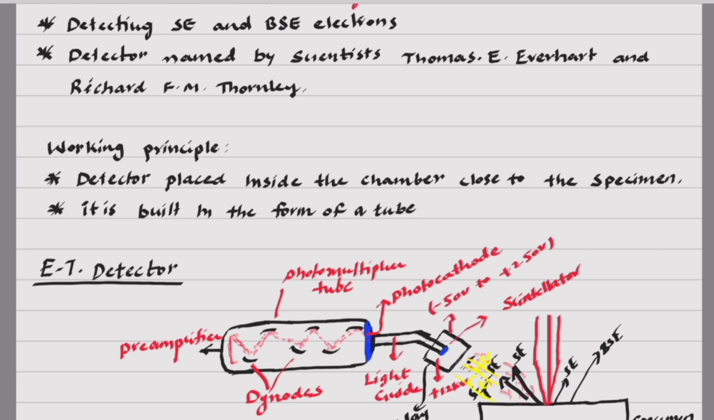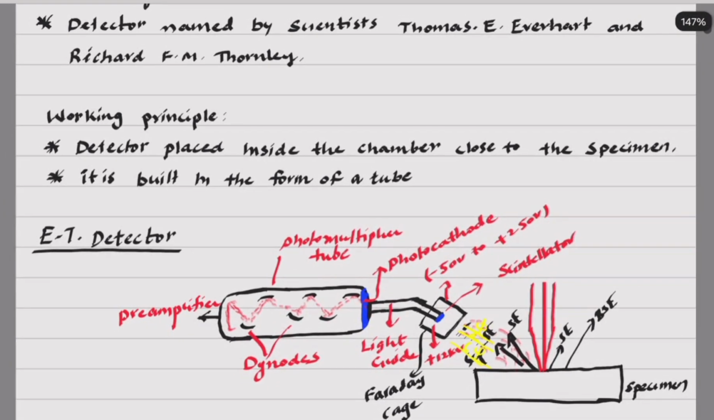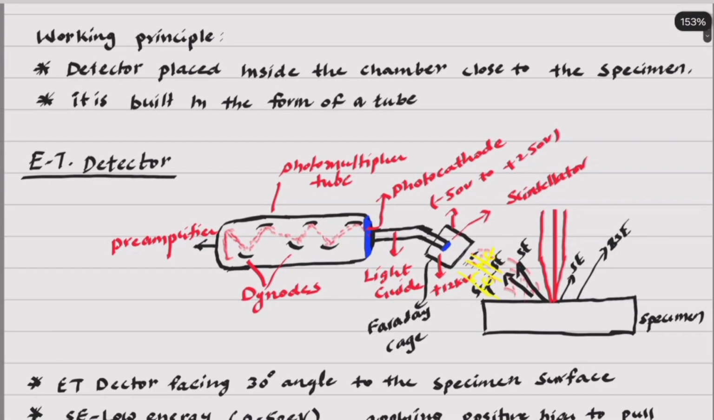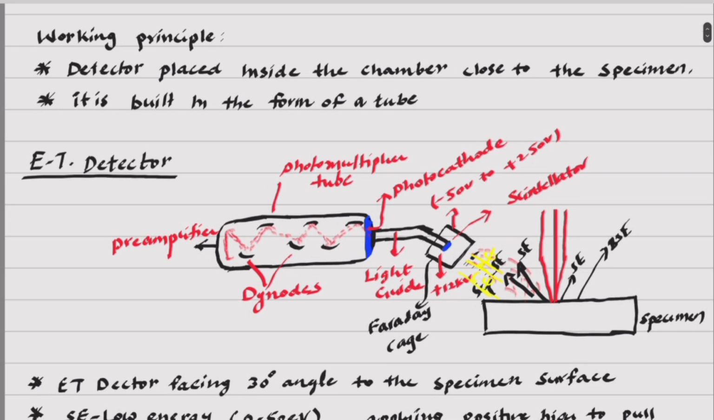This detector is named after scientists Thomas E. Everhart and Richard F. M. Thornley, based on the implementation of detectors which were found earlier. So in this lecture we mostly focus on the working principle and how to maximize the detection of secondary electrons.